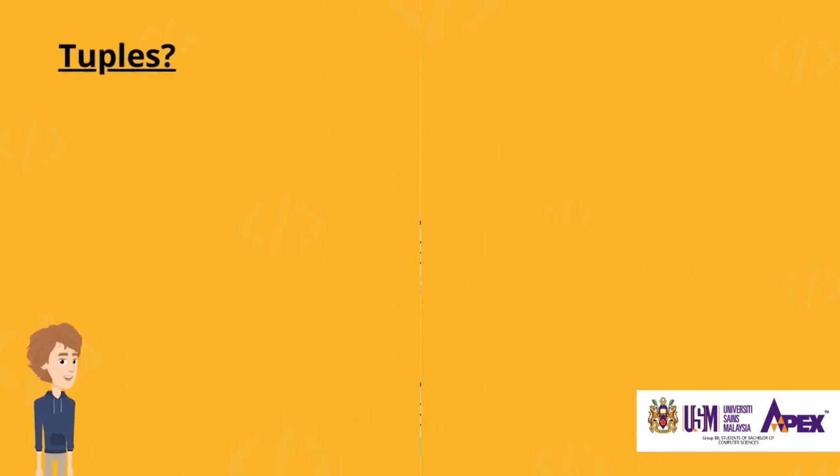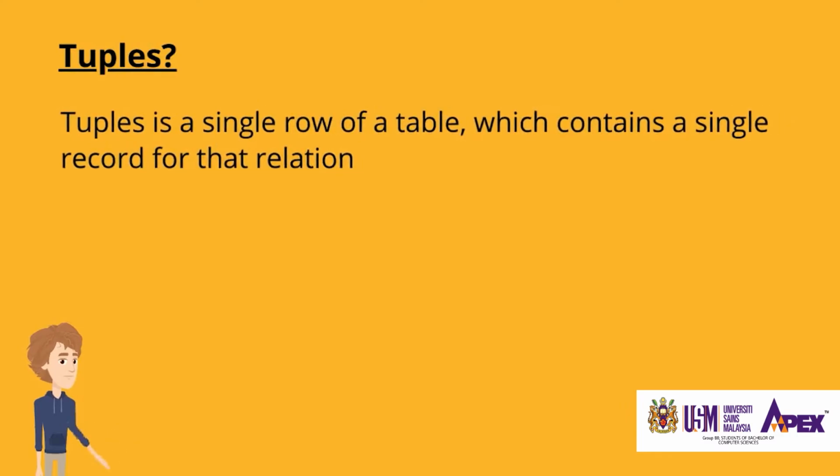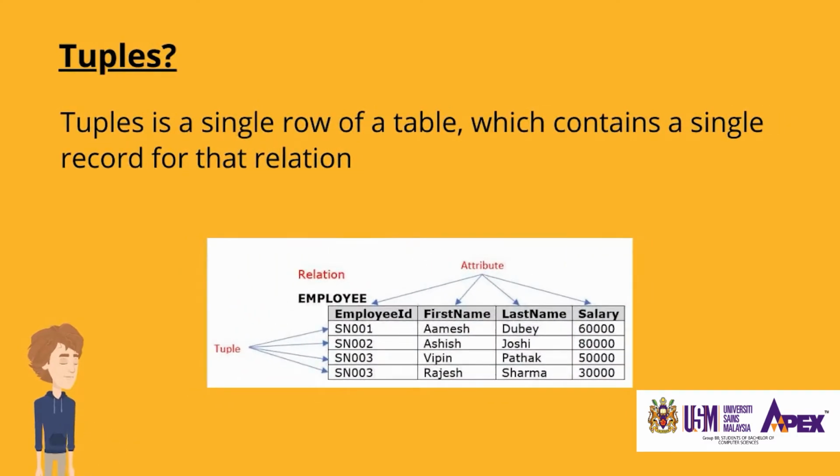So, what are tuples? A tuple is a single row of a table which contains a single record for that relation. For example, we see a picture below. We can see a table of employees. So, the tuple is a single record in that relation. For example, employee ID SN001, first name Amesh, last name Dubey, and salary 60,000.